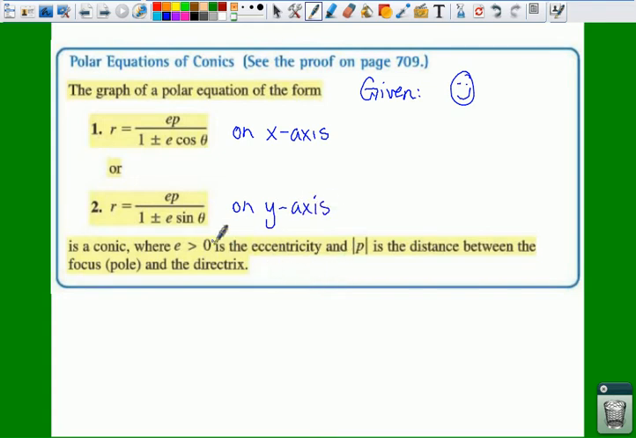Now what does the p stand for? Well, p is the distance between your focus and the directrix. And it's the absolute value. So p is your absolute value. It is not ever negative. So this is never negative. Actually, this right up here is always positive. Always a positive value.